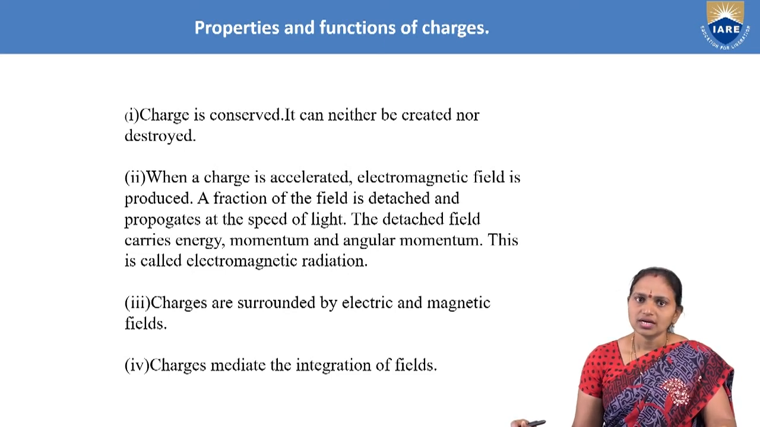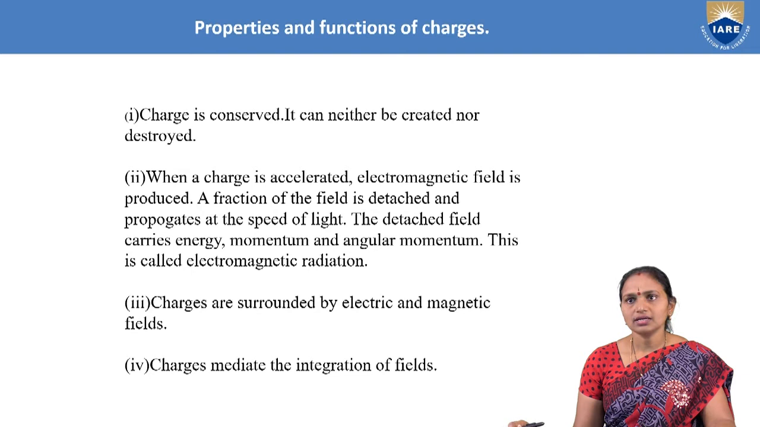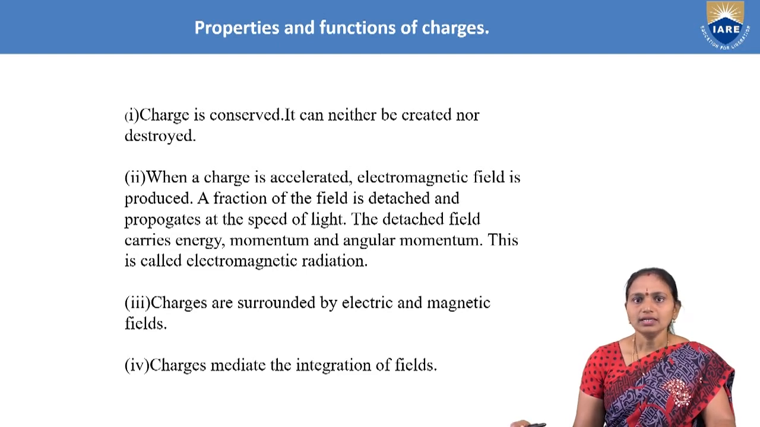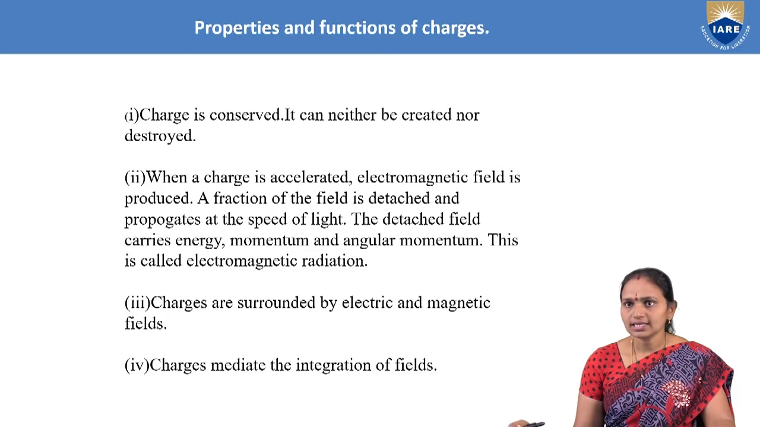Charge is usually a conserved one. Charge is conserved, so that means it can neither be created nor be destroyed. And usually when a charge is accelerated, that produces some current. And that current finally results in magnetic field. And that produced field, we can call as electromagnetic field. Then the electromagnetic field is moving with the speed of light.